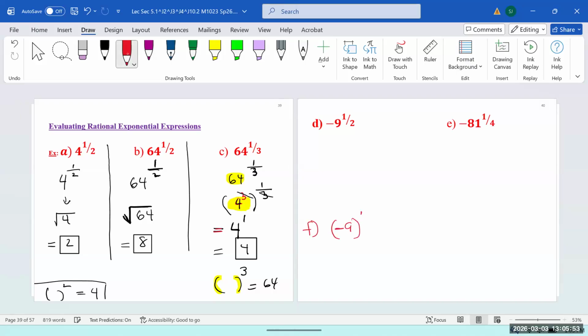Negative 9 whole thing to the 1/2. Do you remember the difference between negative 9 to the 1/2 and negative 9 inside the parentheses to the 1/2? What's the difference between having a parenthesis and not having a parenthesis? Good job. When you don't have a parenthesis, it means you have a multiplication. So this one is the same as negative times 9 to the 1/2. In other words, it's negative times square root of 9.